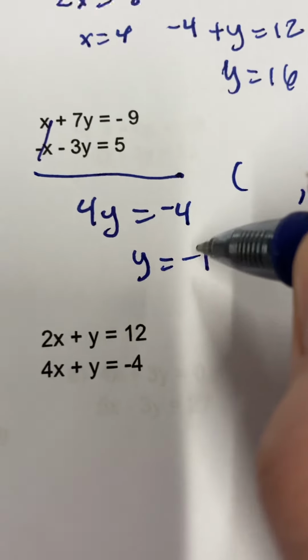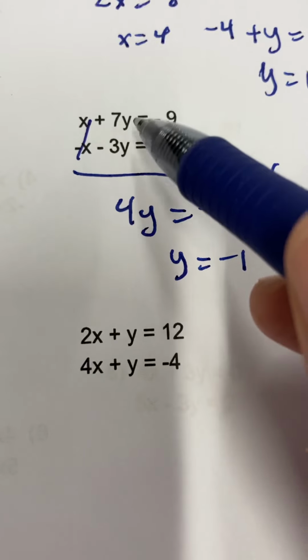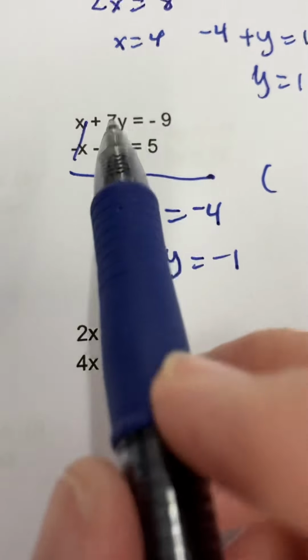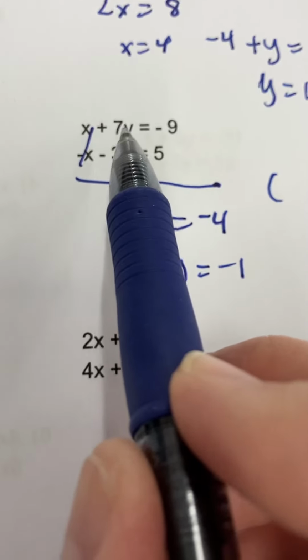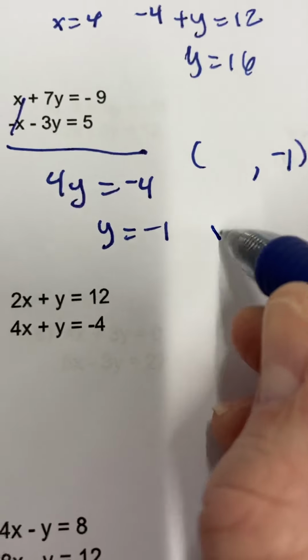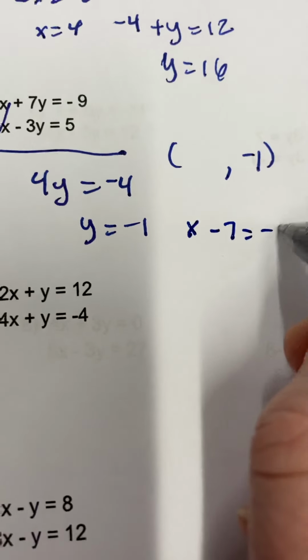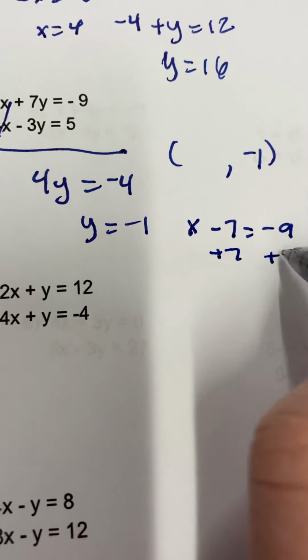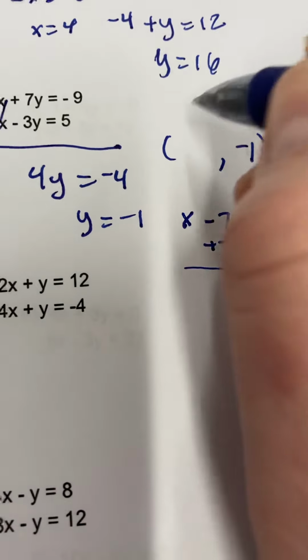All right, this time I'm going to take negative 1 and place it in for the y's. Up here, I'm going to do this top equation. So if I put a negative 1 in for this y, 7 times negative 1 is a negative 7. So I'm going to rewrite that with a negative 7. So x minus 7 equals negative 9. I'm going to add my 7 to both sides, and I get x equal negative 2.